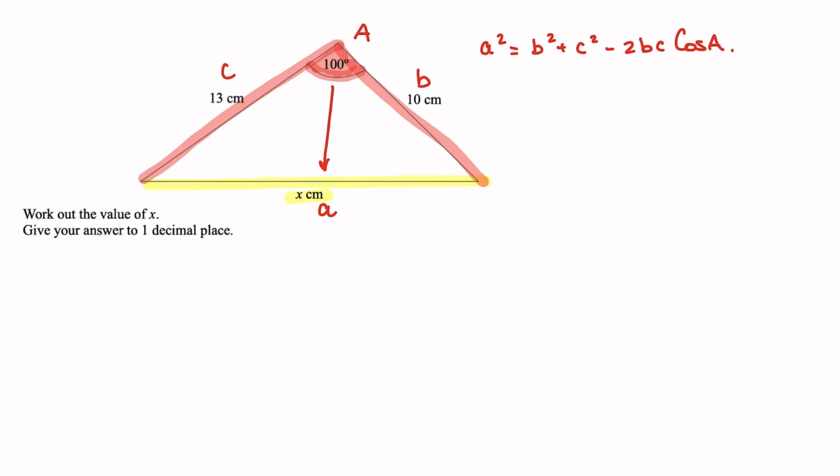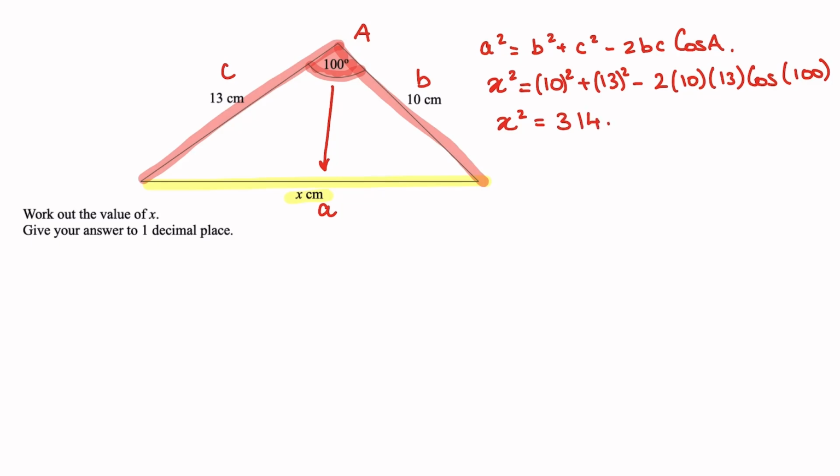I don't know what my a is, but I know that a is x. So I can do x squared is equal to my b, which is 10 squared, plus 13 squared, minus 2 times my b, which is 10, my c, which is 13, and that will be cos capital A, which is 100. Now if I substitute all this in a calculator, again, you can use brackets around the values to make sure that there are no errors. So x squared gives me a value of 314.1485..., let's not carry on with the decimal.